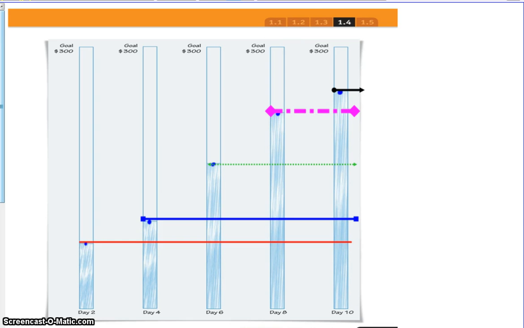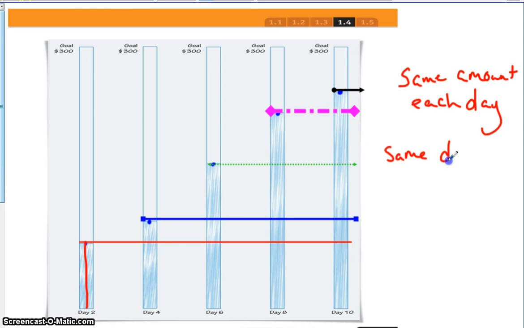Okay, and then I'm going to take a look at the distance between the lines. So from day 0, which we would assume would be nothing, they raise this amount. Okay, so if they raise the same amount each day, we would have the same distance between our lines.